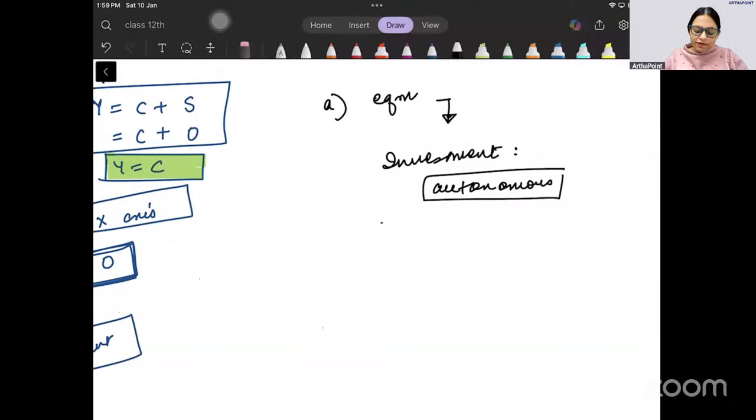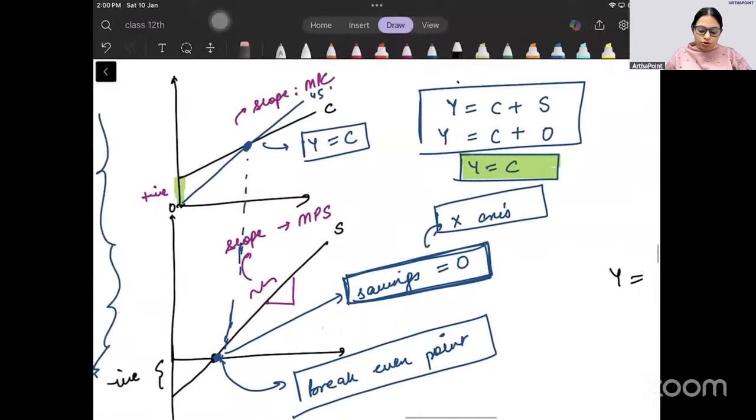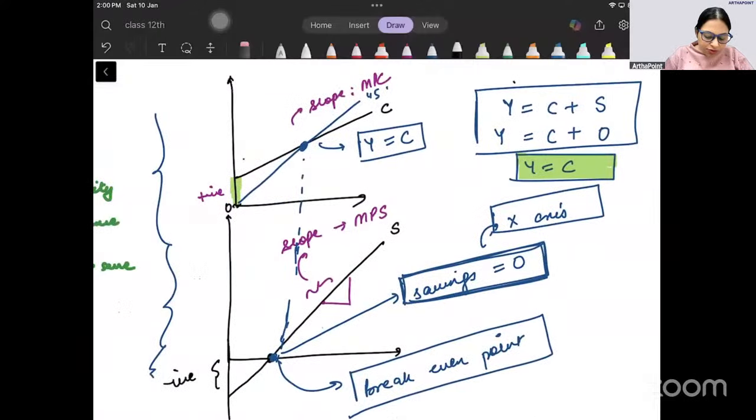Autonomous means that investment is simply I bar, fixed investment. So if I say Y is equal to C plus I, and I have to show it here, in the consumption I am adding some fixed investment amount, and I'm getting another line here. This line is C plus I. Where it is meeting my 45-degree line, that is basically my equilibrium. This is my equilibrium point. This is my equilibrium.